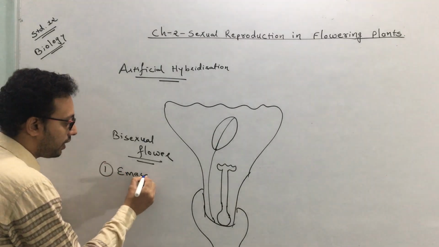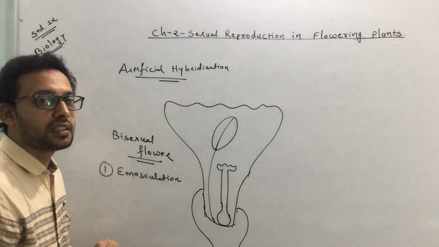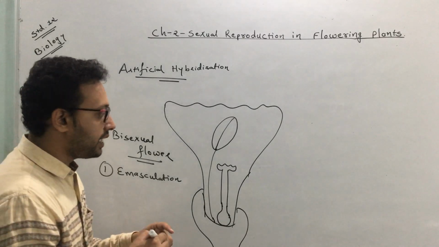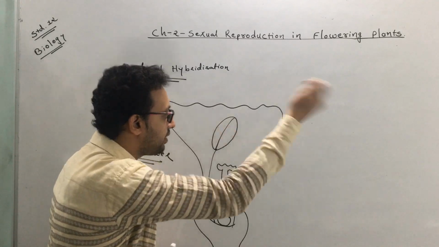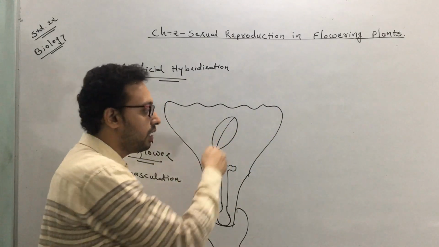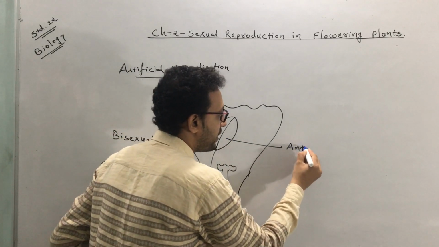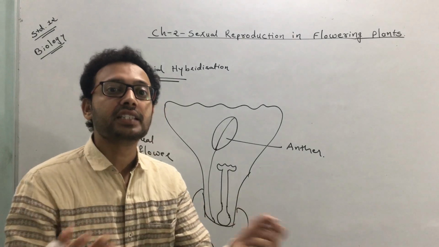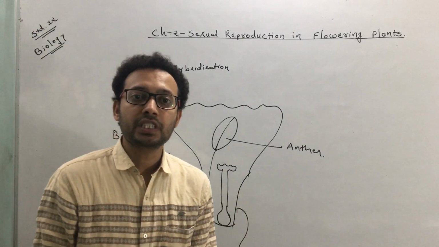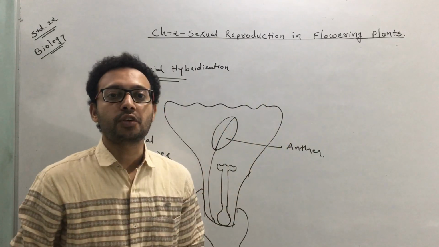The first is called emasculation. The first technique is emasculation. What is emasculation? Emasculation means removing this anther. This is an anther. Removing this anther with the help of forceps before it dehisces. Before it dehisces means before the pollen grain is released, we remove the anther from it.